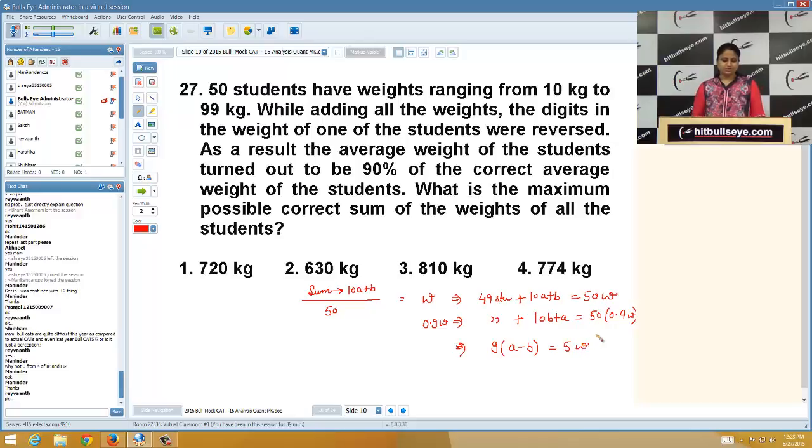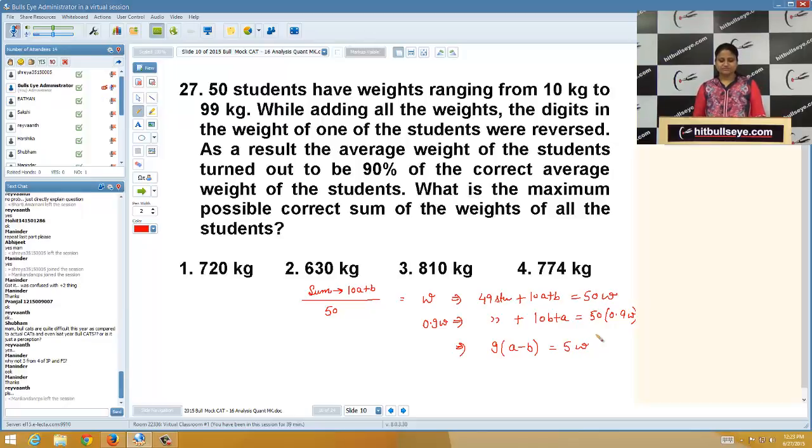Now what is the question? What is the maximum possible correct sum of the weights of all the students? If we want to maximize the sum of the weights, we will maximize the average, because the total weight will be 50W. By using the average formula, we can say that W is the previous average. So if we want to maximize the sum, we will maximize the average.